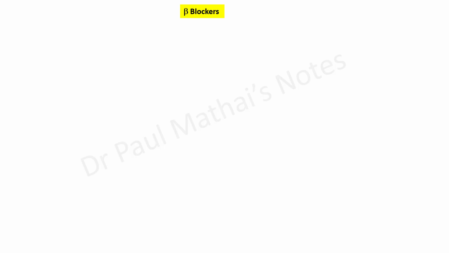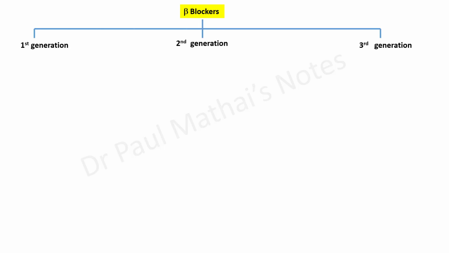Beta blockers may be broadly classified into three generations. The first generation beta blockers are non-selective. They block both beta 1 receptors and beta 2 receptors. The second generation beta blockers are selective for beta 1 receptors. They are also called cardioselective because of their selectivity for beta 1 receptors.